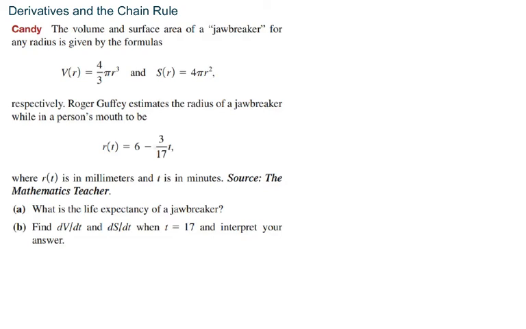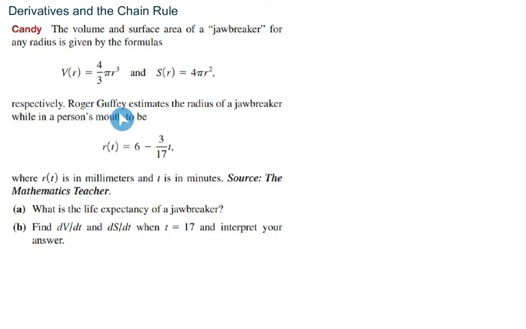In this problem, we have the volume, V of r, and the surface area, S of r, for some Jawbreaker piece of candy, given if we know the radius. So volume in terms of the radius is 4/3 pi r cubed. That's the formula for the volume of a sphere. And surface area in terms of radius, the surface area for a sphere, is 4 pi r squared.